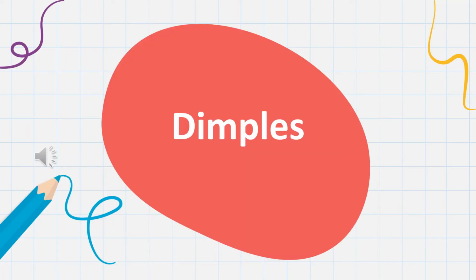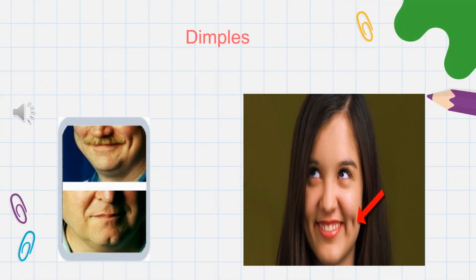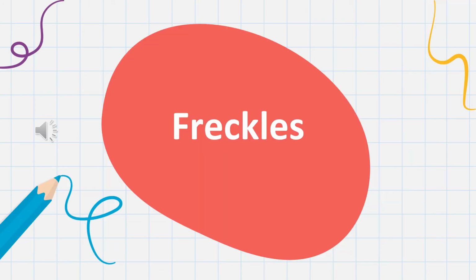Now let's talk about dimples. Do you know that only 20% of people around the world are blessed with dimples? Thank God I have dimples too. If you have dimples, then one of your parents must have dimples. Okay, if you have dimples, write me a comment and tell me if you have one or two.